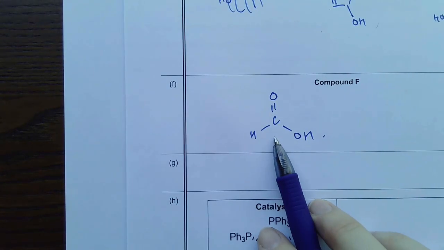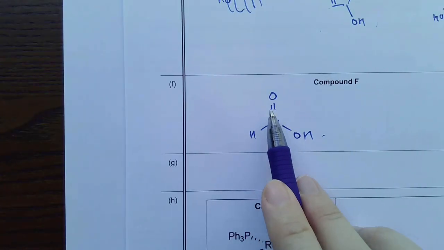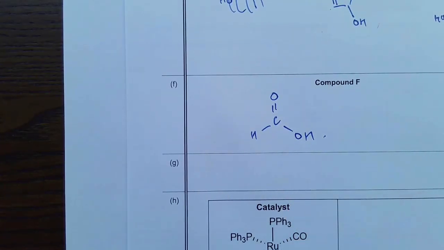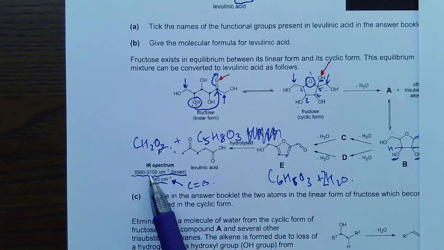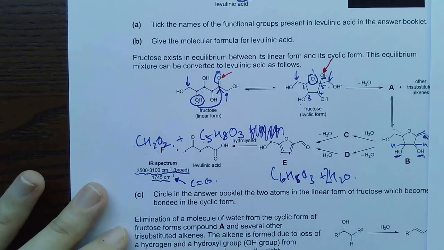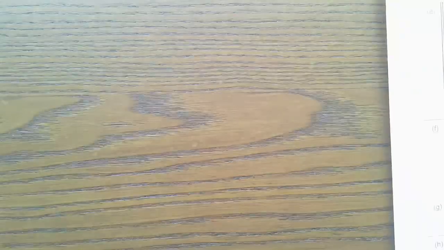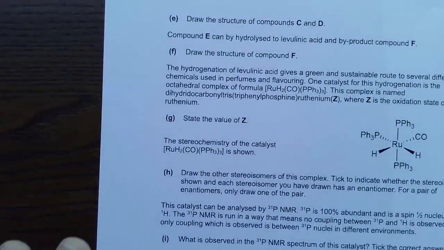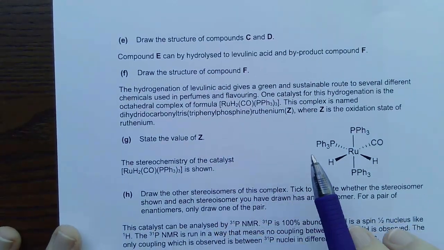To be honest, you had enough information at the start, right? You knew it was 1 carbon, you knew it had a carbonyl from the 1700, and you knew it had an acidic OH group from the broad 3100. So you wouldn't need to stress yourself out too much about it. I was just trying to work out just in case. So then we have this information about the catalyst.